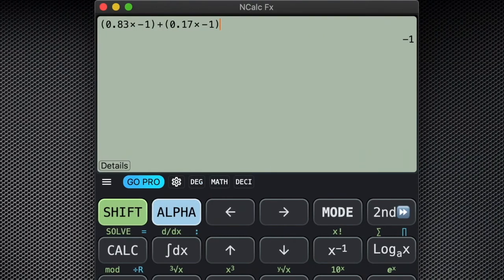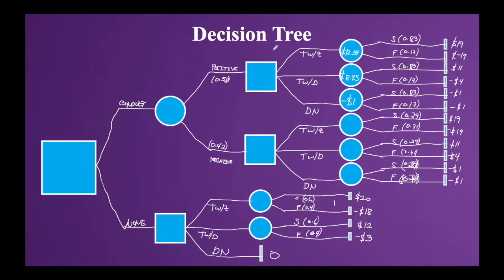Next, for the negative part na tayo, 0.29 times 19 plus 0.71 times negative 19. So, 0.29 times 19 plus, let's write parenthesis here, plus 0.71 times negative 19. Answer is negative 7.98. So let's write it here, negative 7.98.